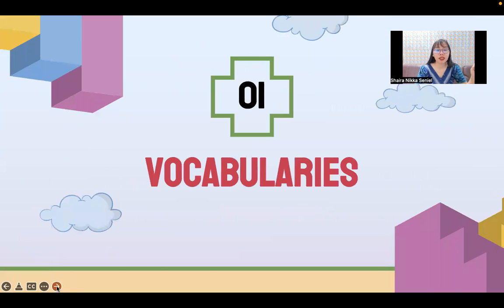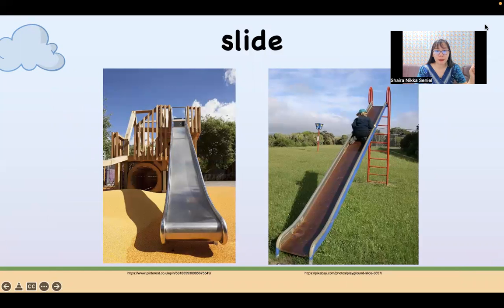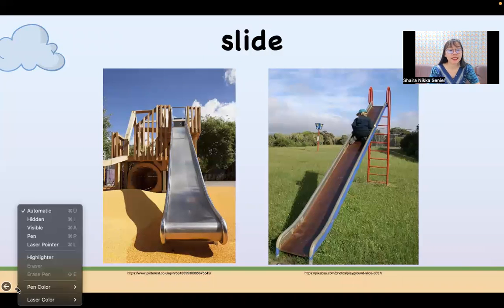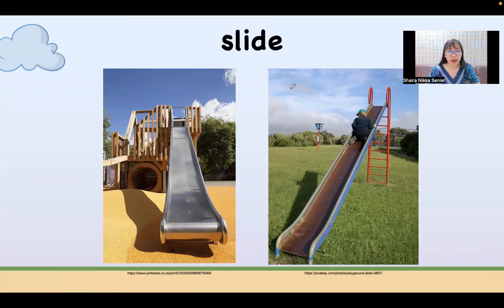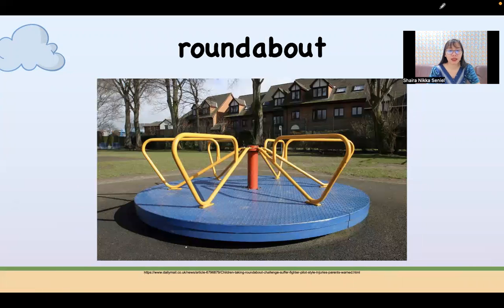All right, vocabularies, let's say it together, everybody. This is a slide, okay? Everybody say slide. S-l-i-d-e. Slide. Okay, so just like this kid, he will slide down this slide. Okay, again, one more time, slide.